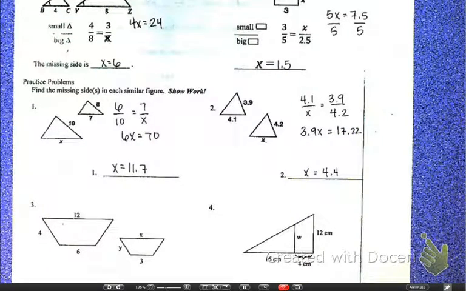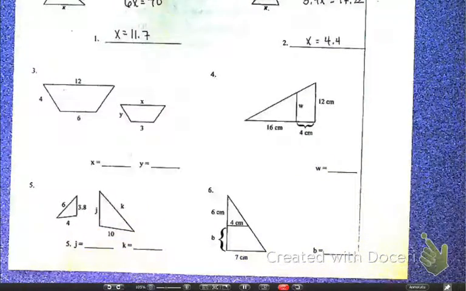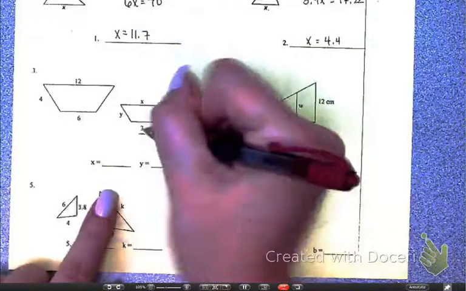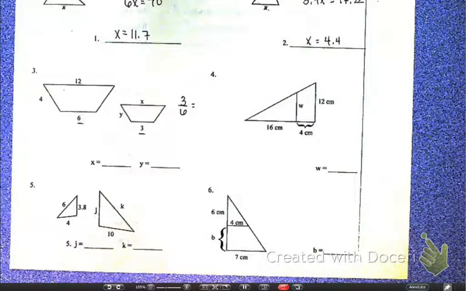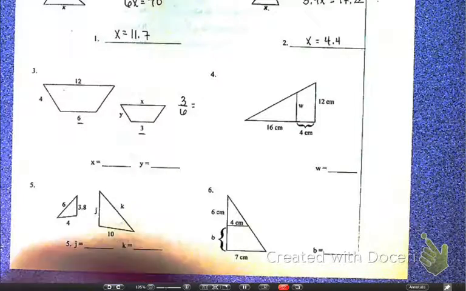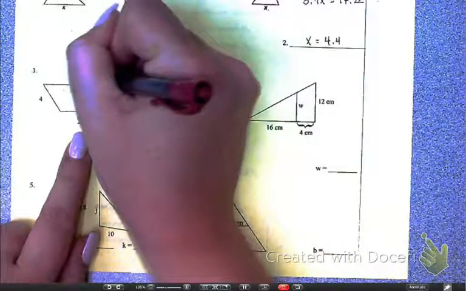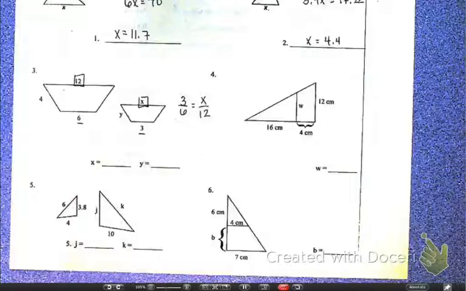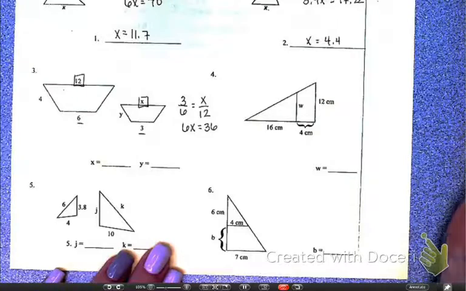Awesome. Okay, now we have a trapezoid. Same rules apply. Let's look for the 2 sides that actually have numbers, where there's no variables involved. Which 2 sides can we compare that have no variables? The 6 and the 3? Okay, so let's go 3 over 6 equals, and do we want to solve for x or y first? Okay, so 3 over 6 would equal what? X over 12. Cross multiply, so 6x equals 36. X equals 6.